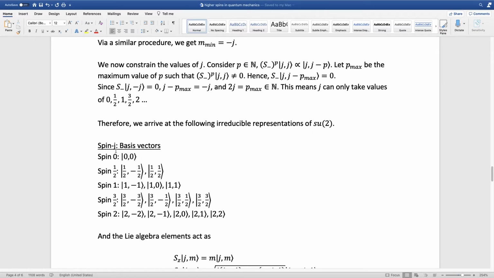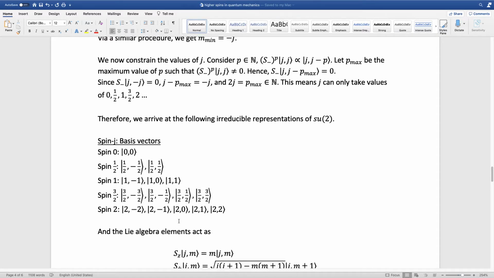Namely, for the following spin j representation, I list the basis vectors on the right. For spin 0, we have the m equals 0 state only. For spin half, we have the m equals minus half and m equals half states. For spin 1, I have the m equals minus 1, 0, and 1 states, and so on.